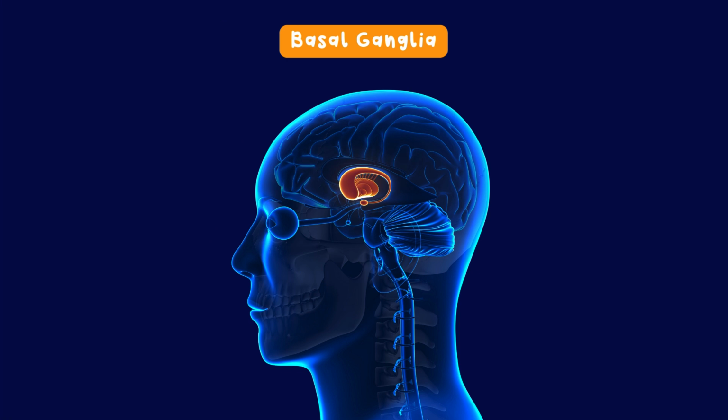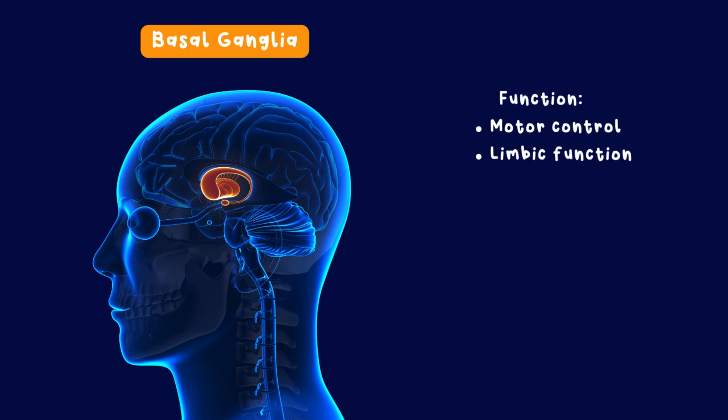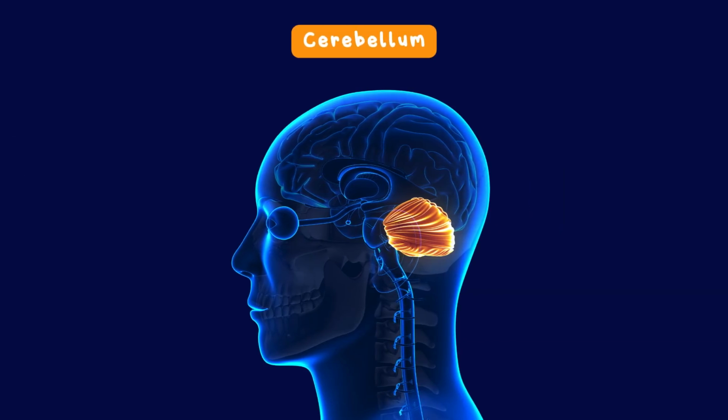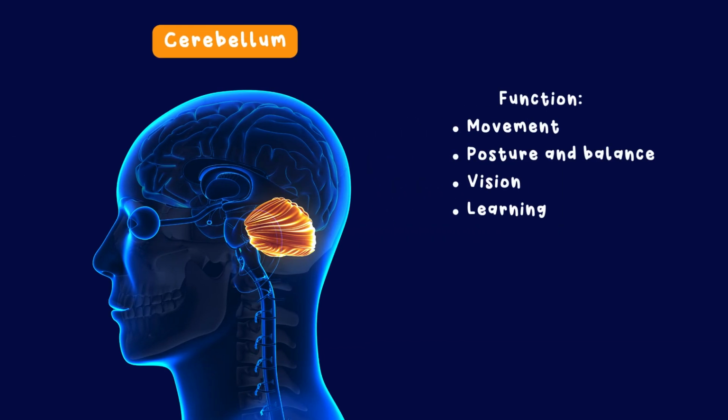The basal ganglia, highlighted here, is responsible for motor control and limbic function. Moving on to the cerebellum, it has several functions, including movement, posture and balance, vision, learning, and much more.